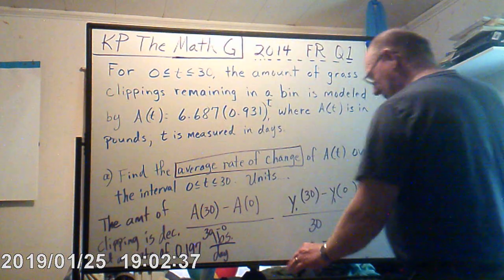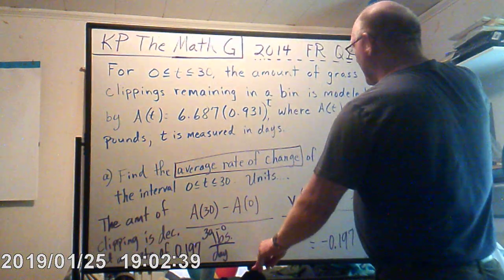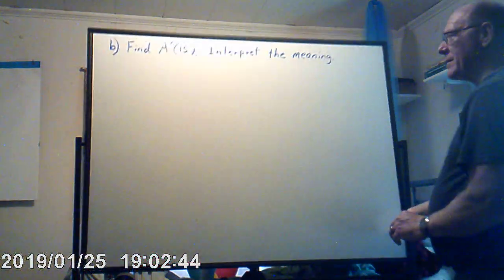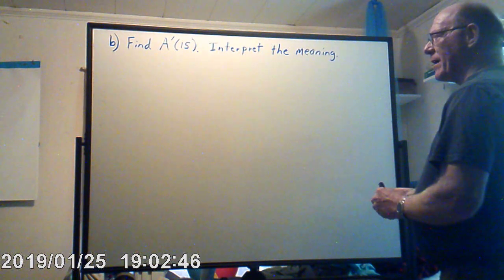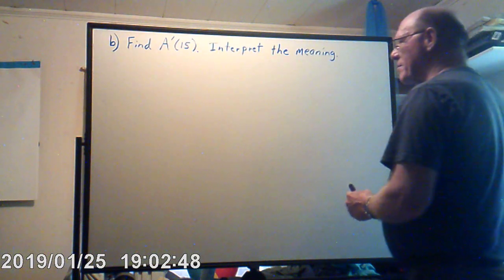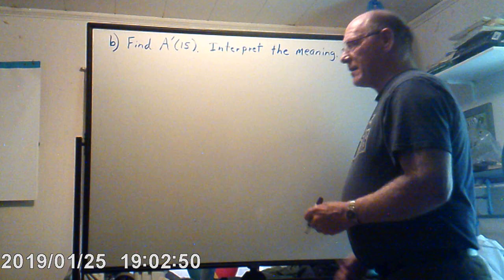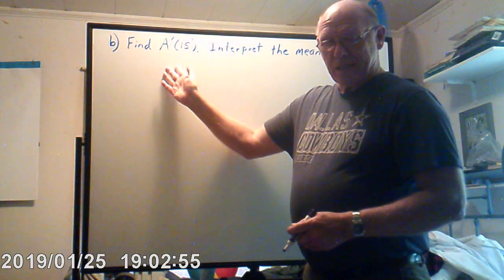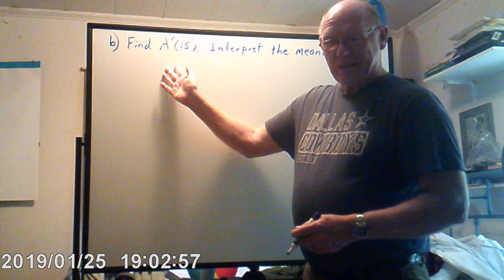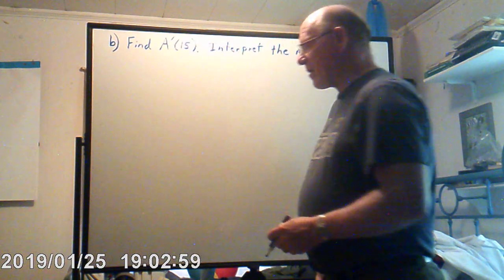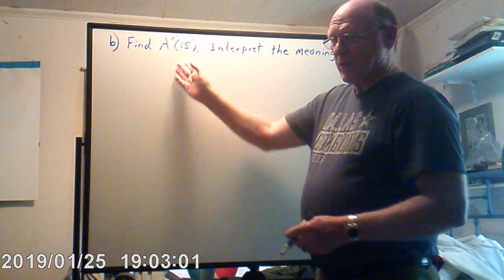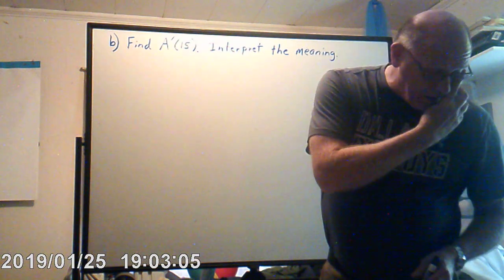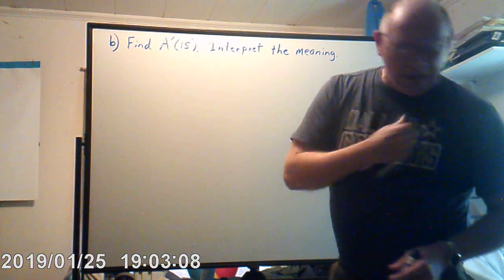Okay. All right, B part is on the other side. I may have to flip back to this here as well. So find A prime at 15. Interpret the meaning. This is the instant t is equal to 15. Alright, days. In this case, it's days. Alright, the moment that it gets to the 15th day. Alright, so what is it here? We're finding A prime at 15.